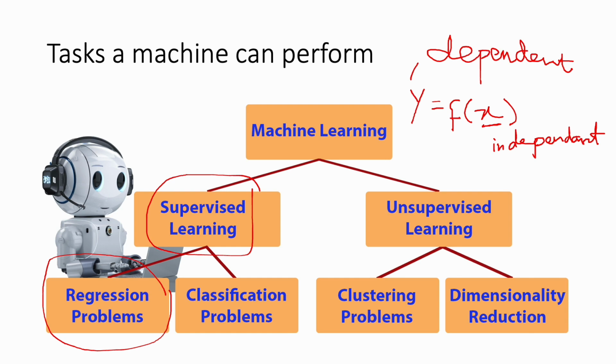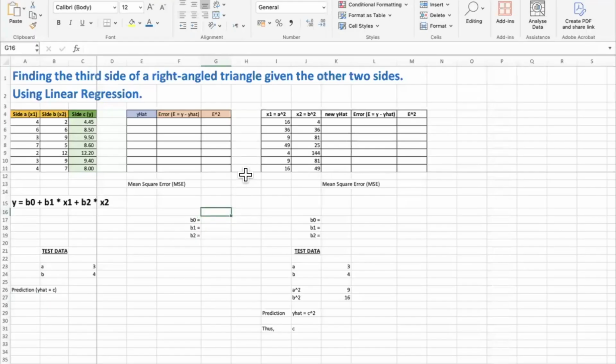Okay, so let's get started. We will first use Excel, in which we will see the mechanics, and then we will go on to Python, where we will see how a real problem of regression is solved. So here we are in Excel. Our problem is that we will try to find the third side of a right angle triangle, given that we have two other sides information.